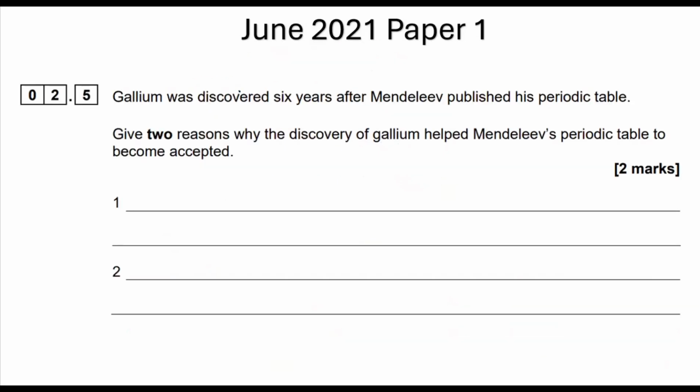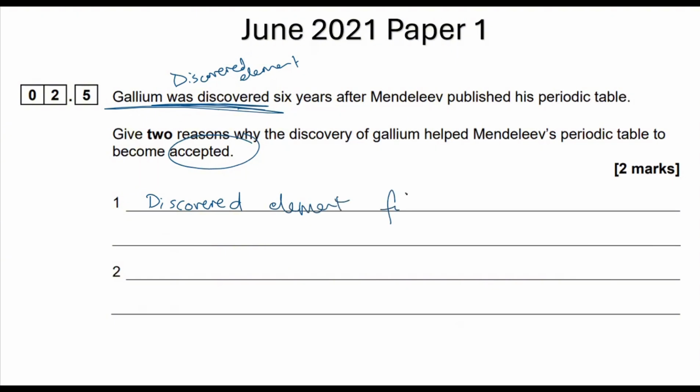Right, next one. Gallium was discovered 6 years after Mendeleev published his periodic table. So this is a discovered element, they tell us. And give 2 reasons why discovery helped Mendeleev's periodic table to be accepted. We've seen that keyword again, accept. So what do we know? The discovered element fitted the gap, and the discovered element matched his predictions.